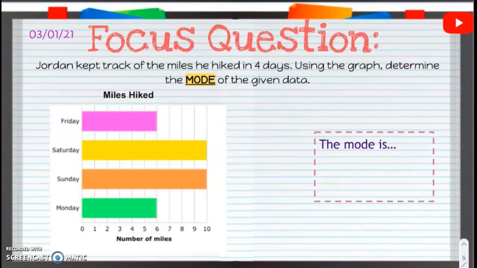Our focus question: Jordan kept track of the miles he hiked in 4 days. Using the graph, determine the mode of the given data. All right, so let's take a look at our graph here.